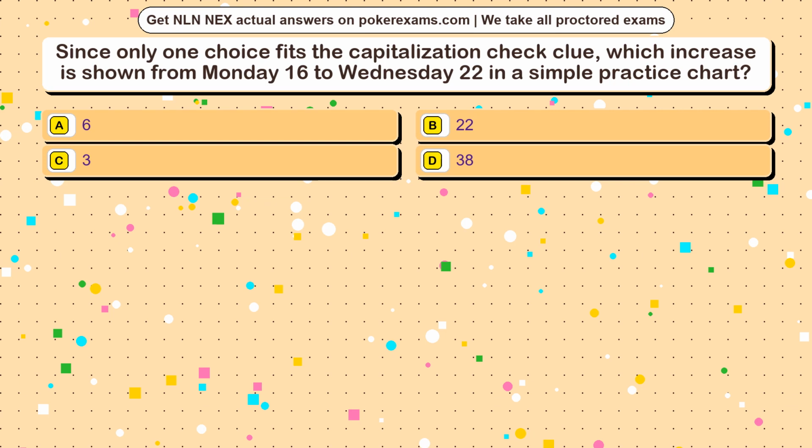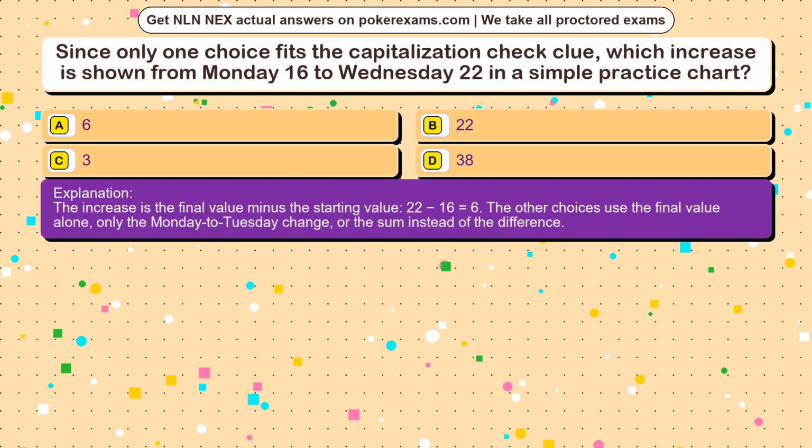The correct answer is option. The increase is the final value minus the starting value, 22 minus 16 equals 6. The other choices use the final value alone, only the Monday to Tuesday change, or the sum instead of the difference.